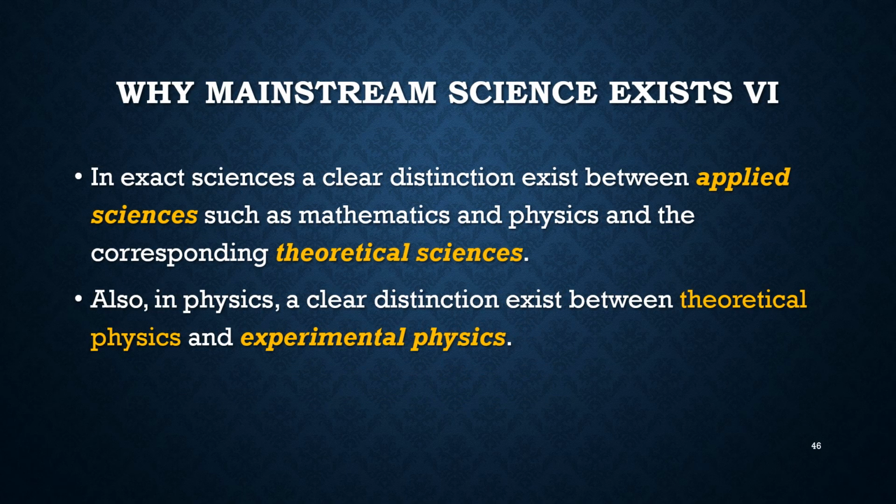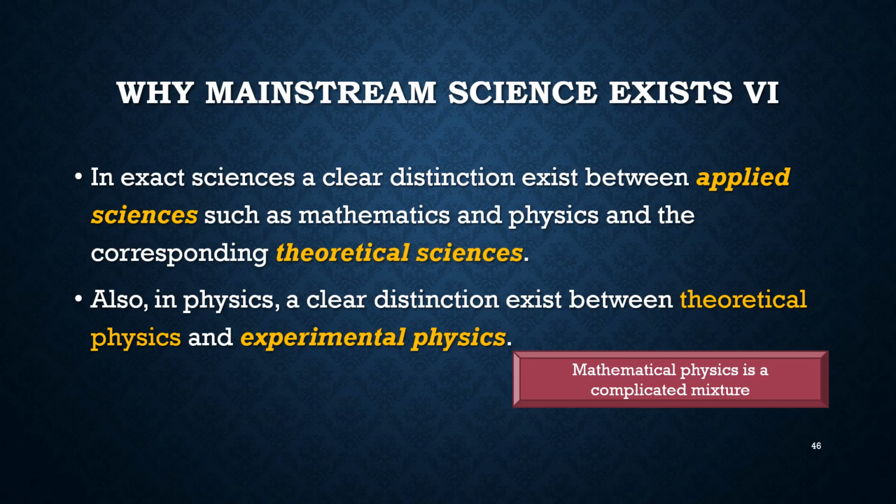In exact sciences, a clear distinction exists between applied sciences such as mathematics and physics and the corresponding theoretical sciences. Also, in physics, a clear distinction exists between theoretical physics and experimental physics. Mathematical physics is a complicated mixture.